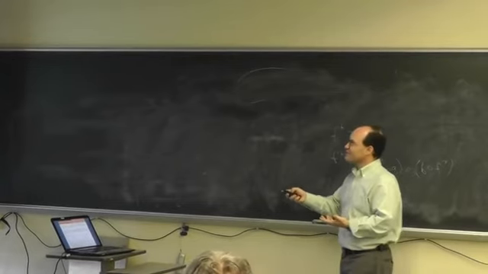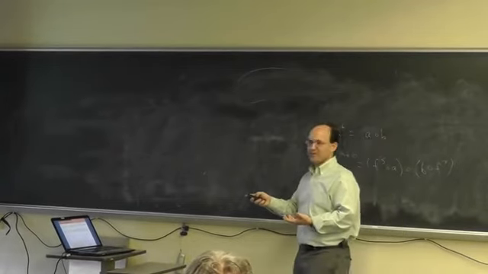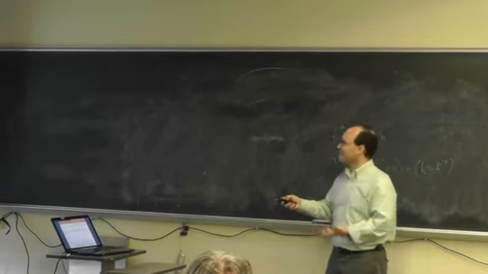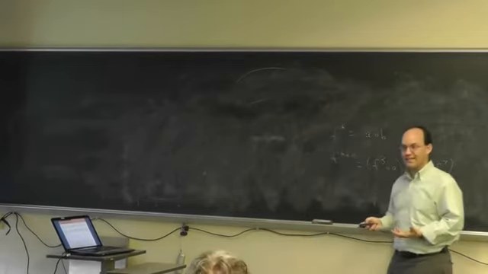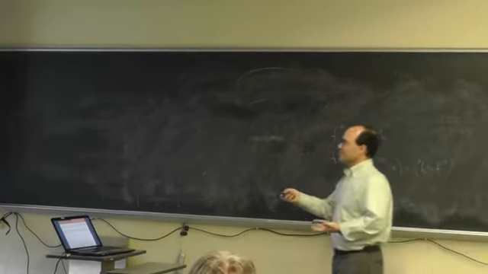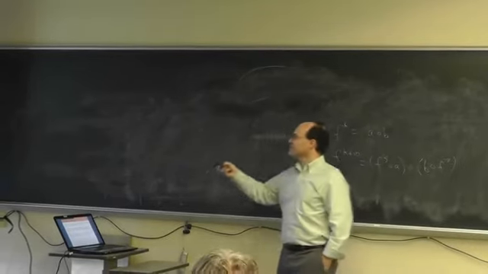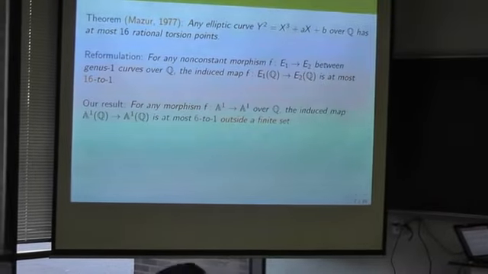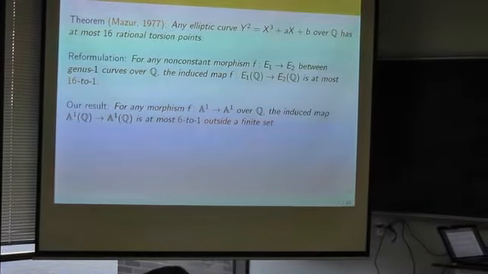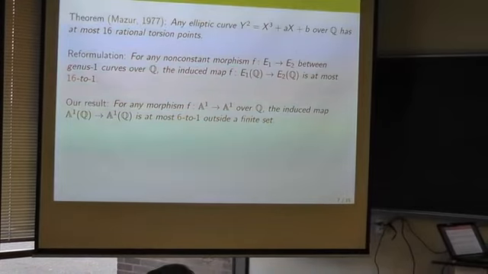The good thing about writing it this way is that you don't need a group structure anymore. Like, we've talked about torsion points without knowing what multiplication by n is. So that means that we can generalize it. Because our result, phrased this way, says that if you have a morphism from the projective line to itself, the induced map is at most 6 to 1 outside a finite set. Now we need this finite set, but I view this more as a statement about Mazur's result than about ours. I think the finite set deserves to be there.